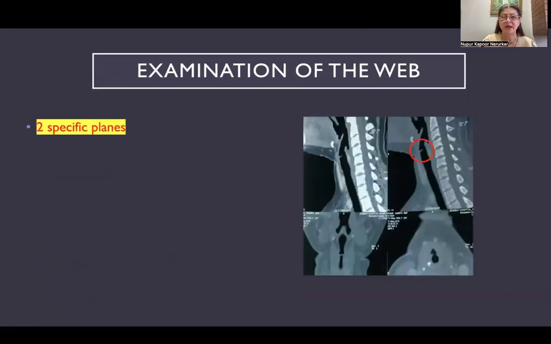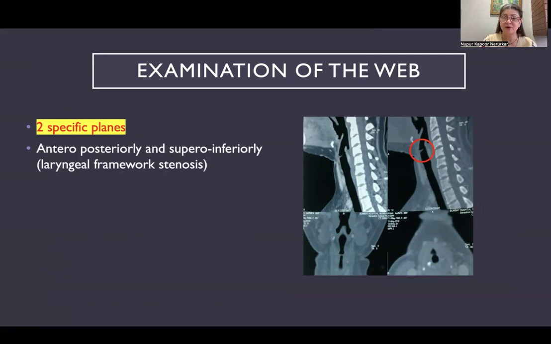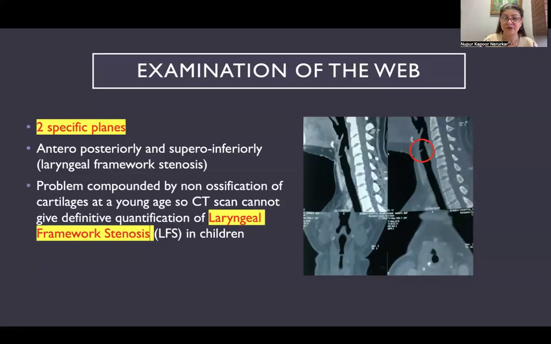When we examine the web, we have to remember that there are two specific planes that we need to look at. One would be the anterior posterior and one would be the superior inferior. So we should always remember that the depth of the web also is important to estimate. And so what we are looking for is laryngeal framework stenosis. And the problem is actually compounded by the non-ossification of the cartilages at a young age. So CT scan cannot always give a definitive quantification of the laryngeal framework stenosis in children.